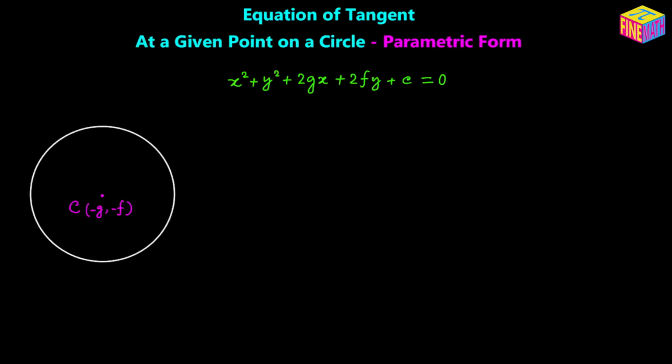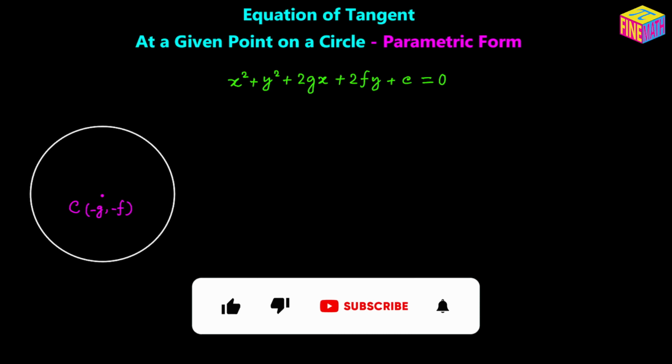Hi everyone, in this video we are going to discuss how to find the parametric form of the equation of tangent at a given point on a circle. Let's suppose we have a circle like this whose equation has been given as x squared plus y squared plus 2gx plus 2fy plus c equals 0. So obviously the center will be at point negative g comma negative f according to the equation.